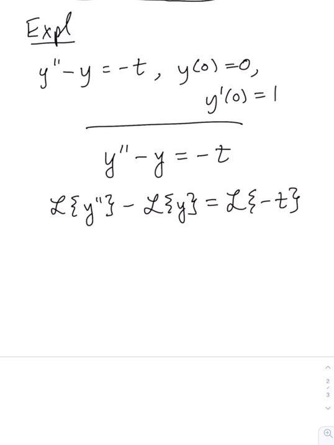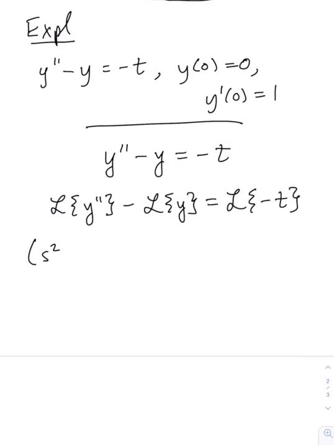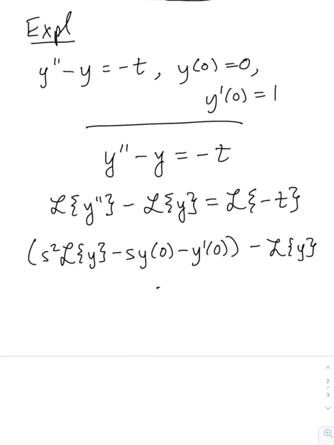The first one we're going to use is the property that tells us what to do when we want the Laplace transform of a derivative. This is the second derivative, so using that rule, this is s squared times the Laplace transform of y, minus s times y of 0, minus y prime of 0. Then we have minus the Laplace transform of y, and all of that is equal to the Laplace transform of negative t.